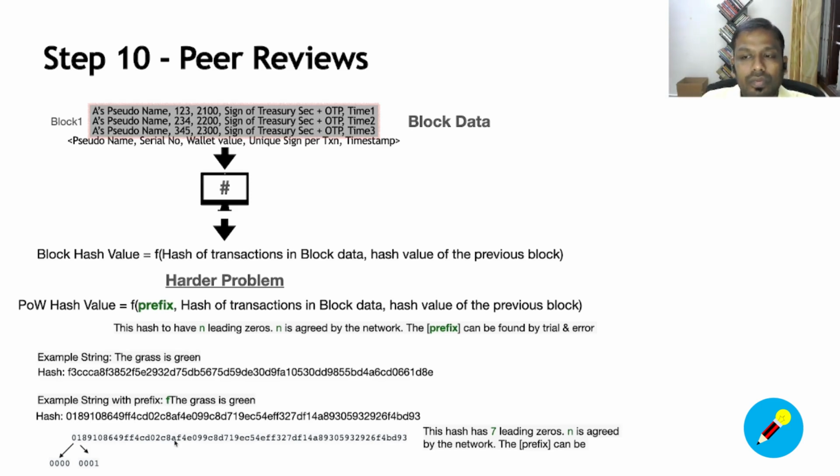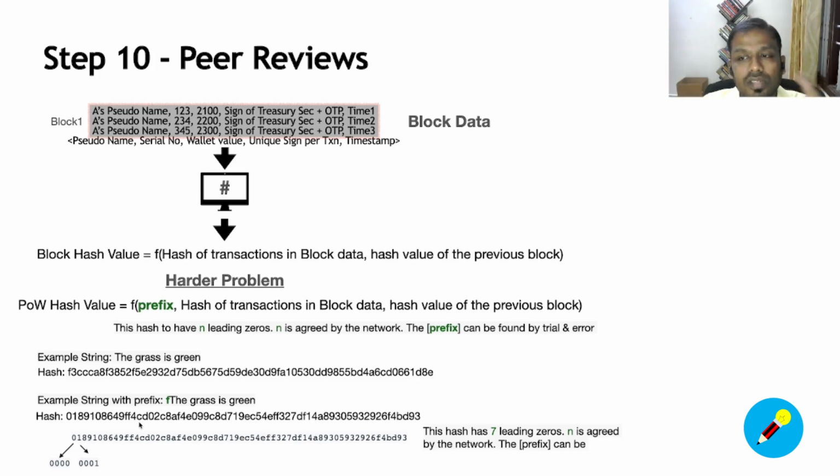So the point here is, you expect the person who is giving the block hash value to also provide you a prefix, such that the hash of that prefix with the other transaction data and the hash value gives a new hash value which has a certain number of leading zeros. And this is agreed in the network. For a particular time, everybody agrees that whenever they want to validate their hash value, they are expected to give a new prefix, which can be a string of any length. But the hash value of it has to have that X number of leading zeros.